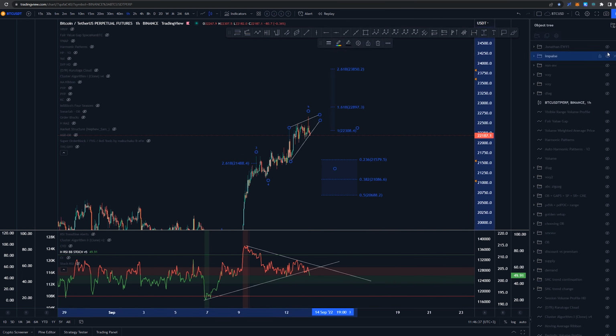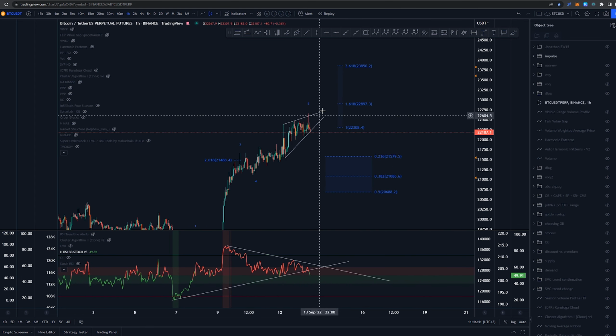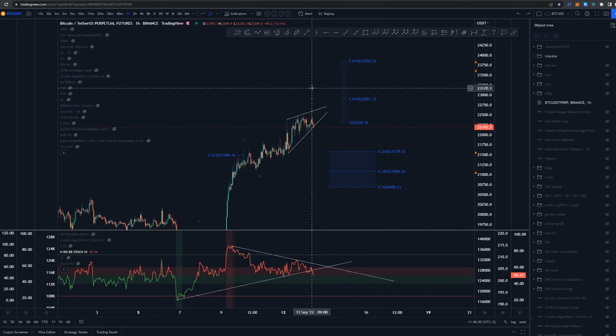The structure that I have here for that contracting diagonal would be ending here. I wouldn't really like it if we are going to create another high here. In that case I would most likely go with Jonathan's scenario of that expanding diagonal.